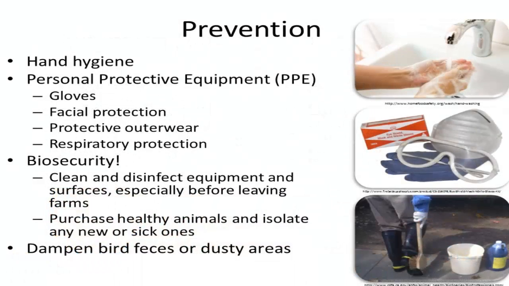One of the most important measures that can be taken to prevent disease transmission is to maintain good hand hygiene. This means washing hands with soap and water for at least 20 seconds after having contact with animals. In addition to washing your hands, depending on the disease and situation, personal protective equipment should be worn. This can include gloves, facial protection such as goggles, protective outerwear, and, especially if there is concern about pathogens that can affect people via aerosol, respirators.